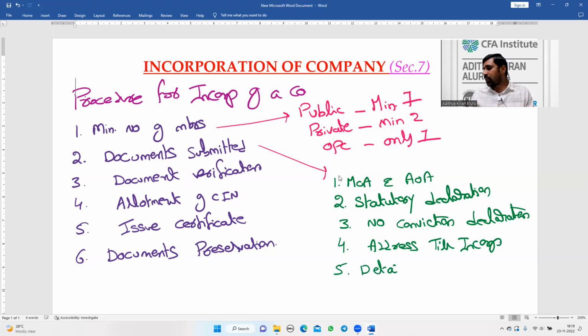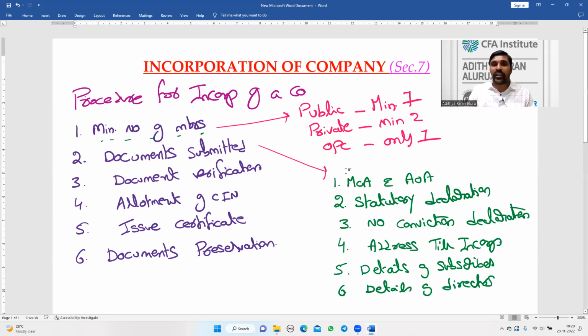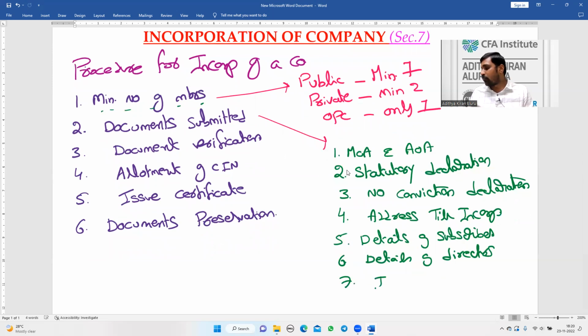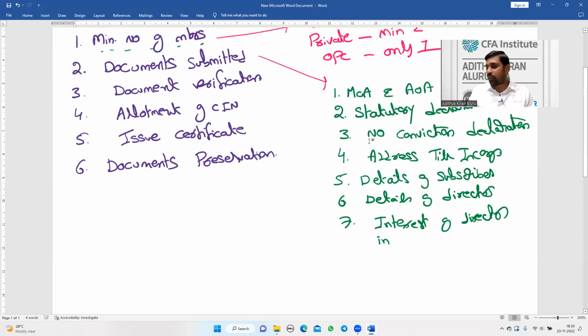Next, details of subscribers. Subscribers are the minimum number of members who got the thought of incorporating a company. Those minimum number of members are called subscribers. Details of subscribers like name, address, etc. Next, details of directors. We need to submit details of directors like name, address, etc., and interest of directors in other firms or body corporates.